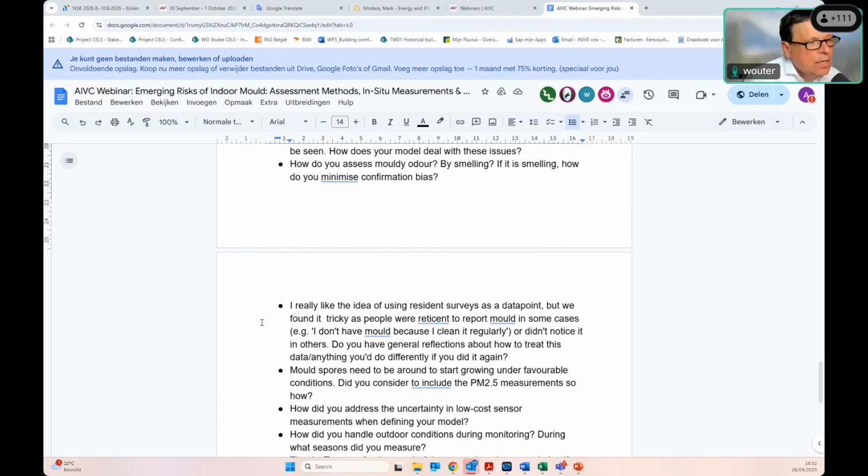Okay, thank you. I really like the idea of using resident surveys as a data point, but we found it tricky as people were reticent to report mold in some cases. By example, I don't have mold because I clean it regularly, or didn't notice it in others. Do you have general reflection about how to treat this data? Anything you do differently if you do it again?